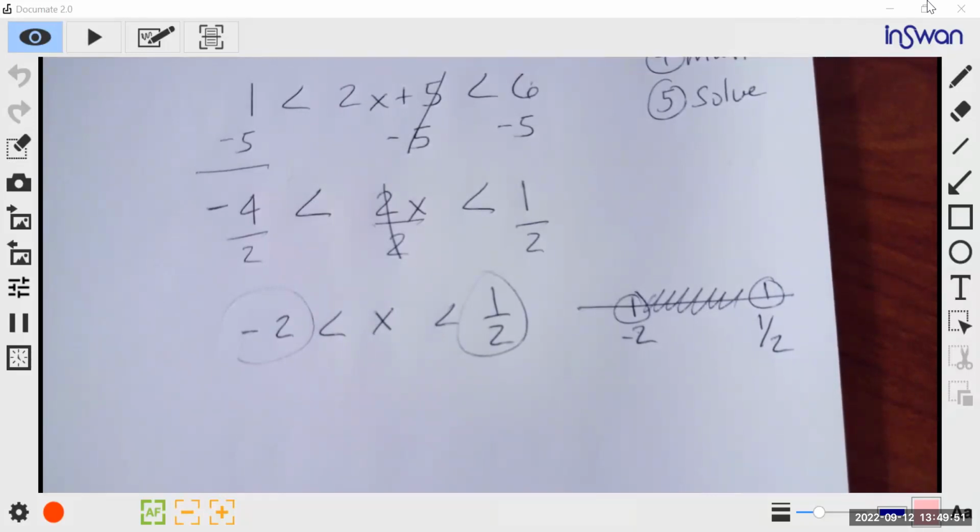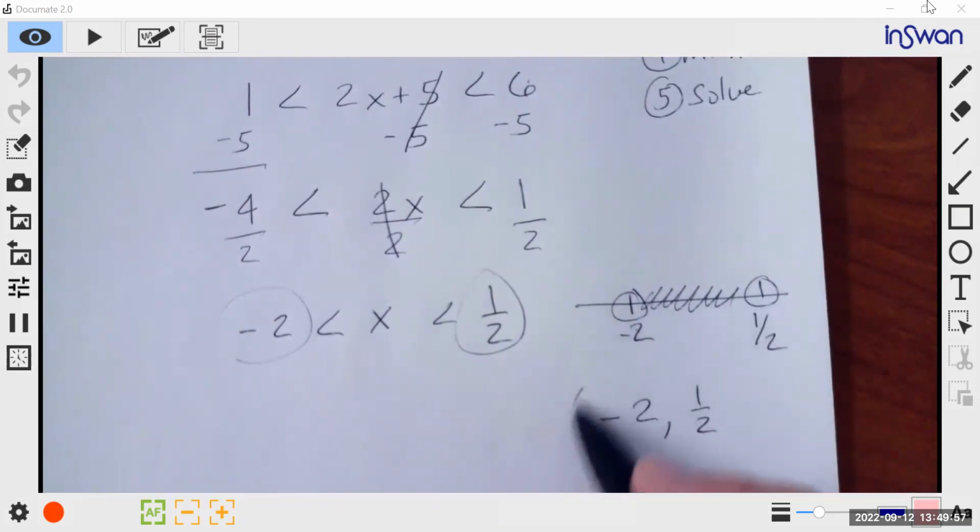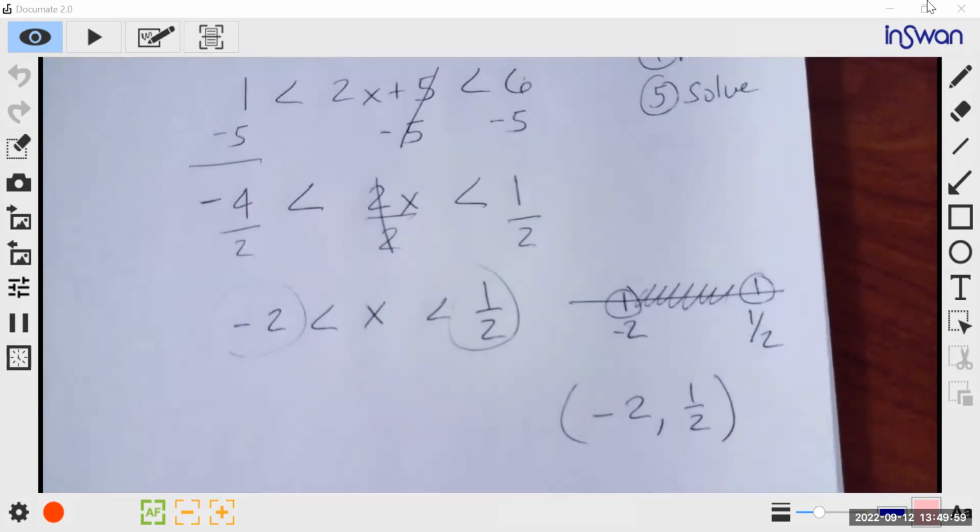And from the graph to the interval notation, I start with my beginning and I go with my end. And since they're both open, that means they're both parentheses. There's my interval notation. Makes sense? With practice, it'll become much easier for you. That's it.